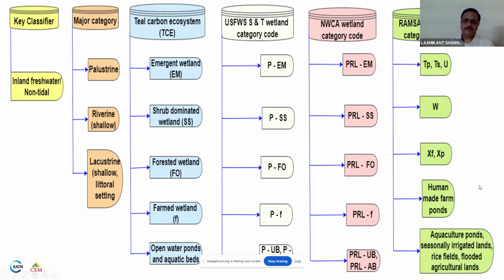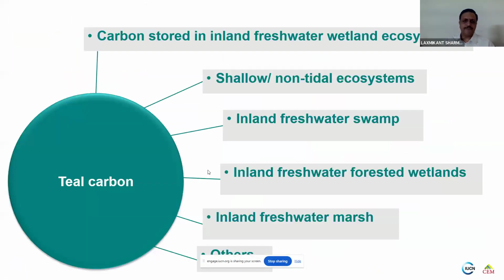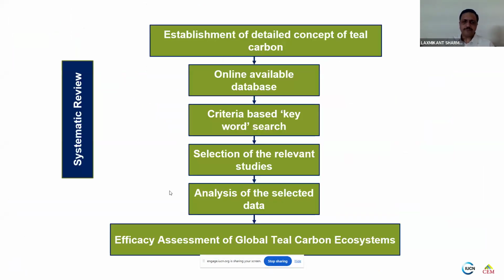So in that particular study, we have taken three major categories, particularly palustrine, riverine and lacustrine, and under these we have also included forested wetlands. We have taken these as the major categories for this type of teal carbon estimation. So teal carbon is stored in the inland freshwater wetland ecosystem. It is a shallow, non-tidal ecosystem: inland freshwater swampy regions, inland freshwater forested wetlands, inland freshwater marshy and other areas. That comes under the teal carbon ecosystem.